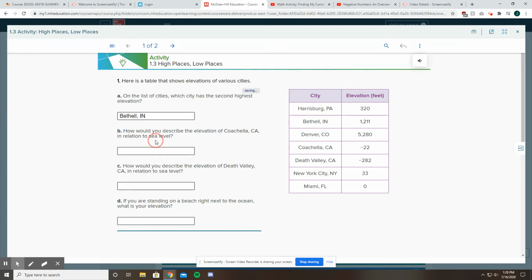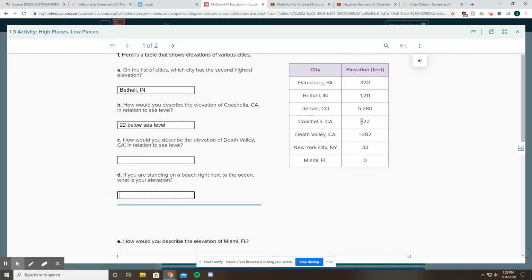And then the next one, how would you describe the elevation of Coachella, California in relation to sea level? Once again, sea level is at 0. So we're just going to describe the elevation of Coachella. Coachella is right here, so that's a minus 22. You have to think, would that be 22 below or above sea level? The answer would be 22 below sea level. The key thing right there is that negative. That means that it is below sea level.